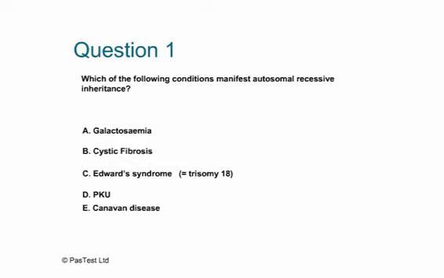Right, so let's move on to start the questions. First question is a straightforward one, asking you which of the following show an autosomal recessive pattern of inheritance. So look down the list and simply make your choice now. I suggest you write down the answers on a piece of paper so that you can learn from your mistakes.